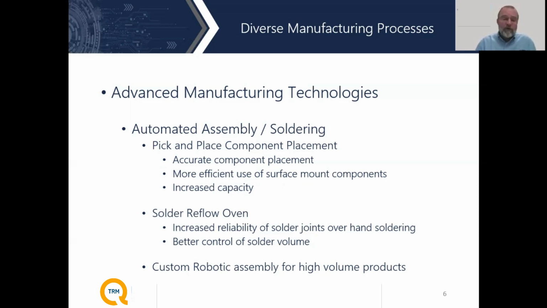Other things that we've done for some of our higher run products, we have actually designed and built in-house some robotic assembly that allows, again, for more machine-based manufacturing. What this does is it removes a lot of the hand variability, and it allows us to create parts in a much more controlled environment by going to these machine-based processes.